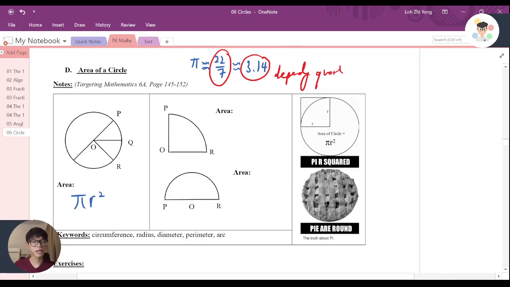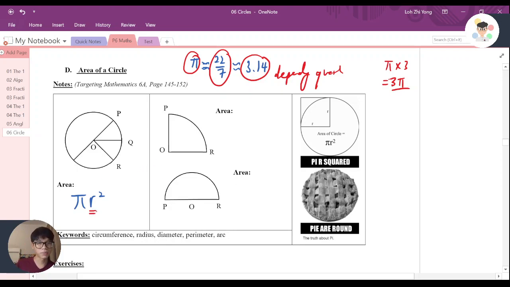Sometimes the question also asks you to leave it in terms of pi. This means that you don't treat pi as a value, you treat it as an algebra sort of thing. For example, if it's pi times 3, but the question asks you to leave it in terms of pi, then you just leave it as 3 pi. We'll come back to this.